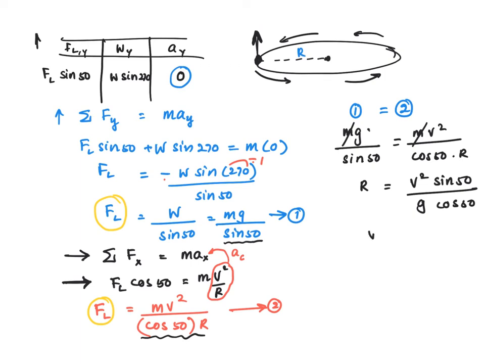Now you know v. V is given to us as 480 kilometer per hour, and you will have to convert this into meter per second and use that value. And other than that, we have sine 50, you can use the calculator, and cosine 50 same, and g you know 9.81. When you use all those things in this equation, you will end up with the value for r in meters.